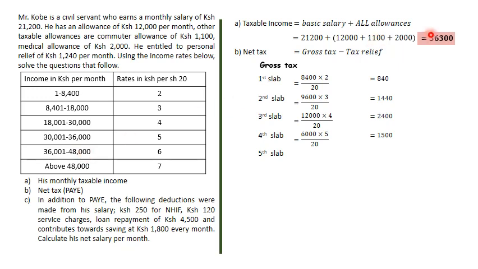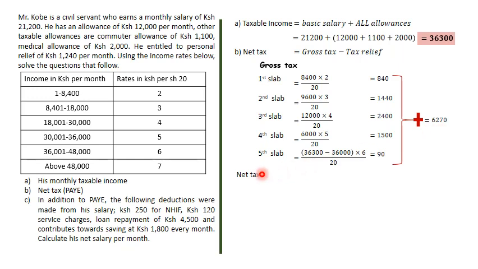So the only way we can do that is to get the taxable income, which is 6,300, minus the previous slab, which is 6,000. We get some figure there. We divide by 20 to get the number of 20 shillings there are in that particular tax bracket, or shall I call it slab, and then you multiply by 6 to get the figure as 90. Now adding 840, 1,440, 2,400, 1,500, and 90, adding all of that gives us a gross tax of 6,270 shillings. The person should pay 6,270 shillings every month.